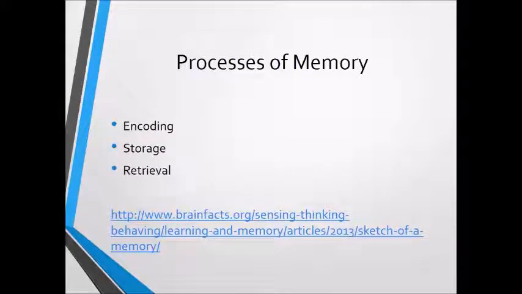There's really three stages or three processes in the formation of a memory, and those are encoding, storage, and retrieval. And first I want you to watch a short video that does a great job explaining this, although they talk really fast, so you may have to rewind a couple of times, but this gives a really good overview of the memory processes.